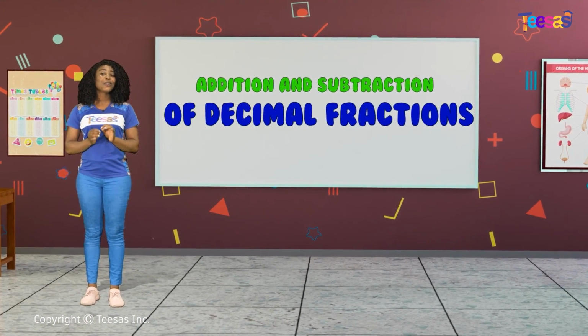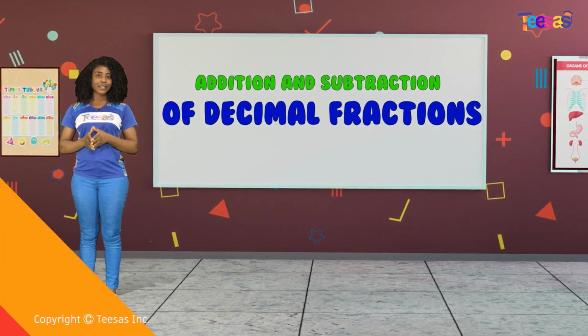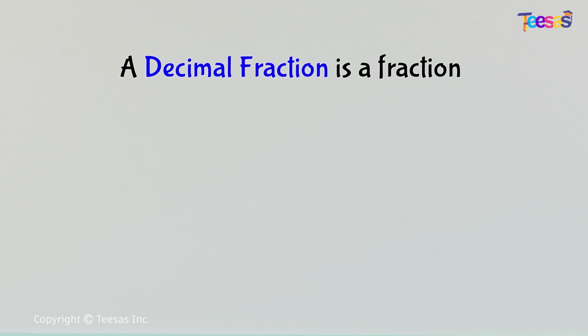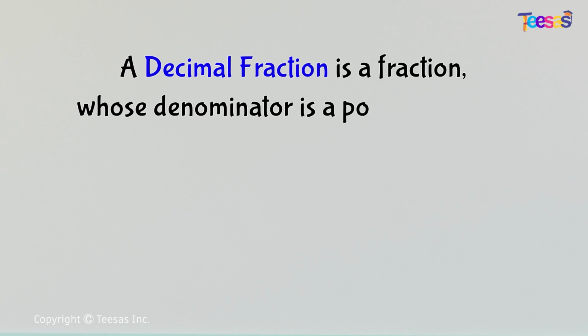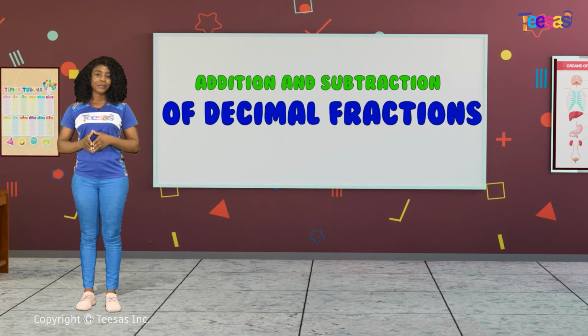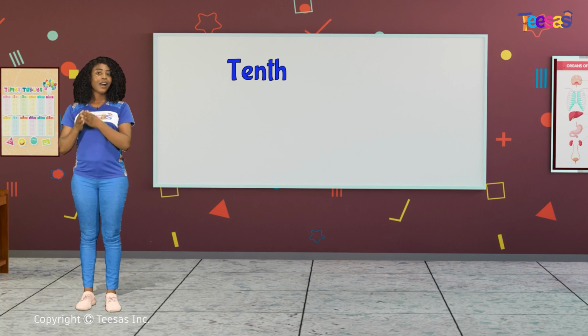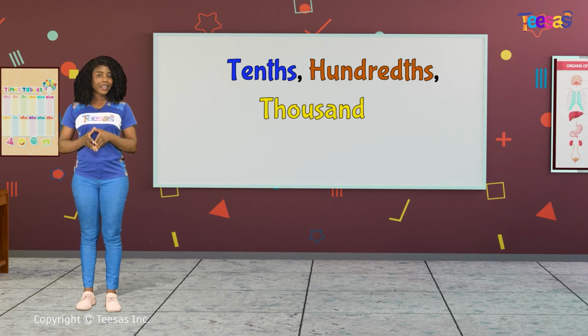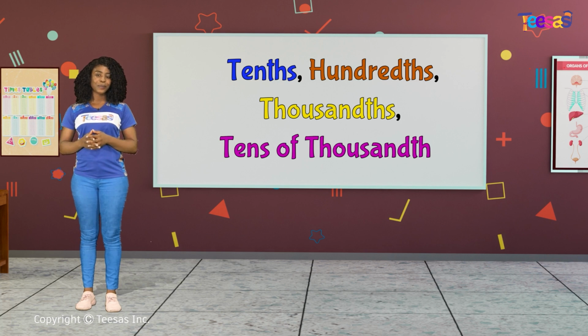First, let's do a quick review of decimal fractions. A decimal fraction is a fraction whose denominator is a power of 10. For example, 0.2 is the same as 2 over 10, and 0.45 is the same as 45 over 100. The placement of the decimal point determines the place value, such as tenths, hundredths, thousandths, and tens of thousands.